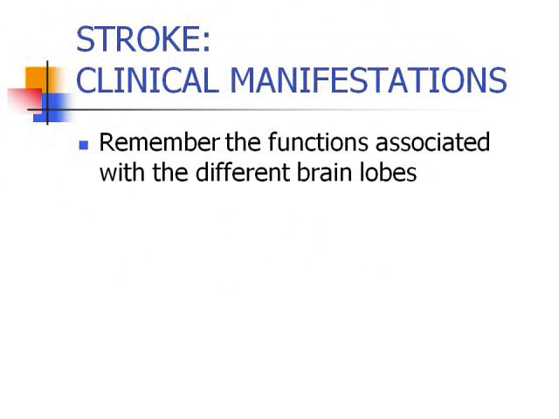And the second thing you need to do is go back, look at the brain pathophysiology, look at the brain lobes. The functions associated with different brain lobes, remember them, because that's going to dictate the results of the stroke.